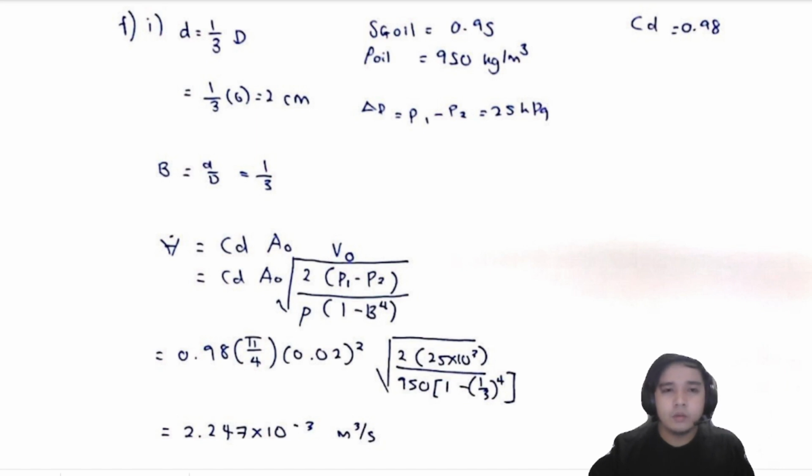In question F, we know that the question needs us to calculate the volume flow rate of oil inside the conduit. So we gather all the information given from the question, which is d equal to 1 over 3 d, SG oil equal to 0.95, rho oil equal to 950 kg per m cube, Cd equal to 0.98. So we use the equation of Q equal to Cd Ao Vo, and we calculate it, and we get the answer of 2.247 times 10 to the power of negative 3 cubic meters per second.